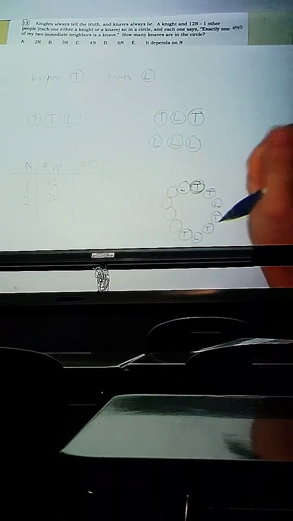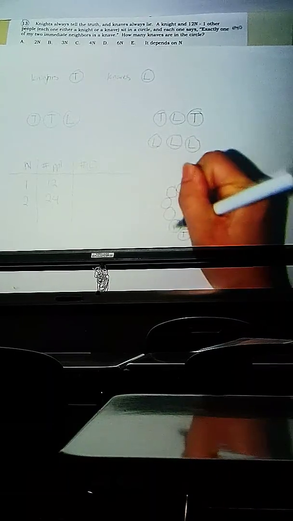So actually the only sequence that can work is either knight, knight, knave, knight, knight, knave, or knave, knave, knave, knave, knave, knave, knave. But since the problem tells you that there is a knight, you can't have just a series of knaves. So the only sequence that will work in this problem is knight, knight, knave, knight, knight, knave, knight, knight, knave.